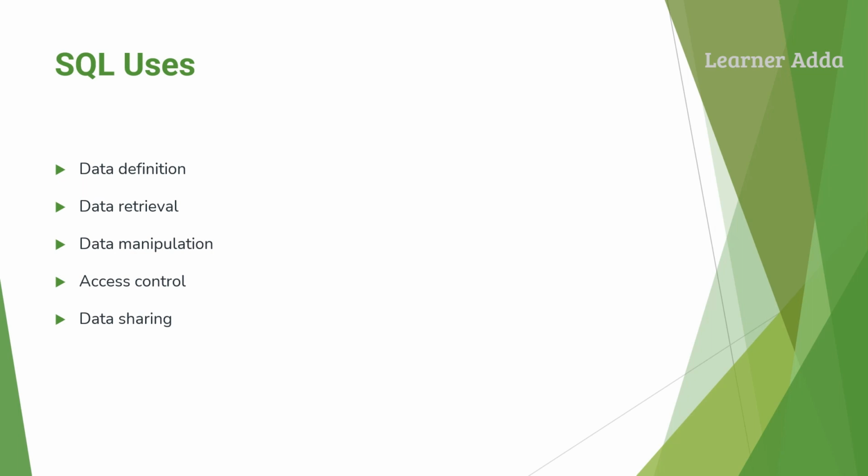And next, data manipulation. If the user wants to add new data, remove data or modify existing data, then SQL provides this facility also. Access control. SQL can be used to restrict a user's ability to retrieve, add and modify data, protecting stored data against unauthorized access. Data sharing. SQL is used to coordinate data sharing by concurrent users, ensuring that changes made by one user do not inadvertently wipe out changes made at nearly the same time by another user.